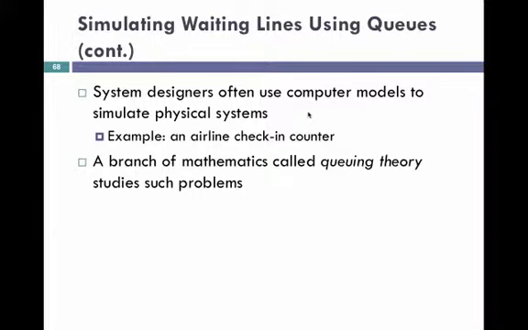Now, system designers often use computer models to simulate physical systems. An example is an airline check-in counter. And there's a branch of mathematics called queuing theory that studies such problems.